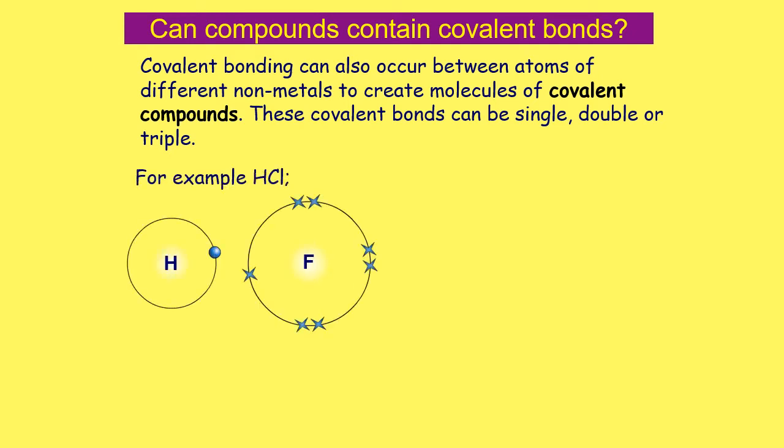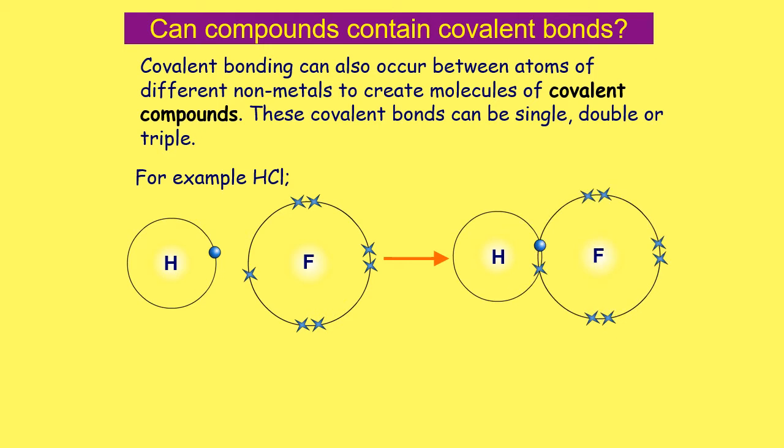But here we have examples for covalent compounds. So here we have hydrogen bonding with fluorine. And where we have a sharing, we see that each of the elements is sharing 1 electron. Now hydrogen can fit 2 electrons in its outer shell. It currently has 1 on its own, and when it shares with fluorine and it shares 1, it ends up with 2 electrons, and so it becomes stable.